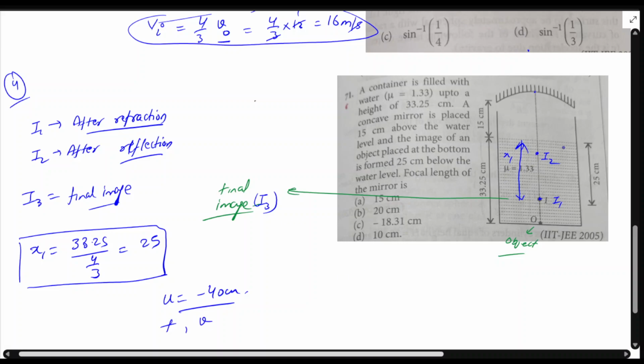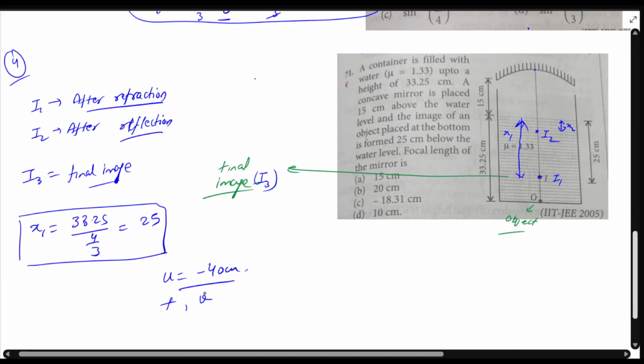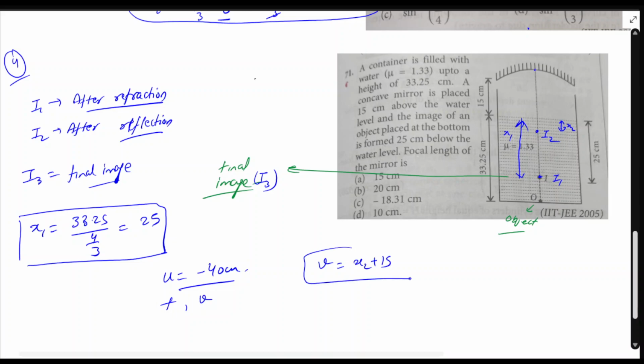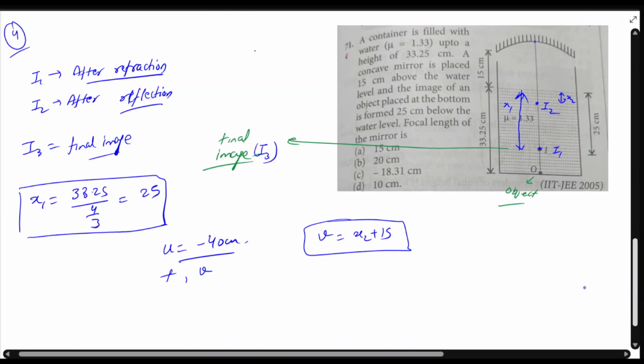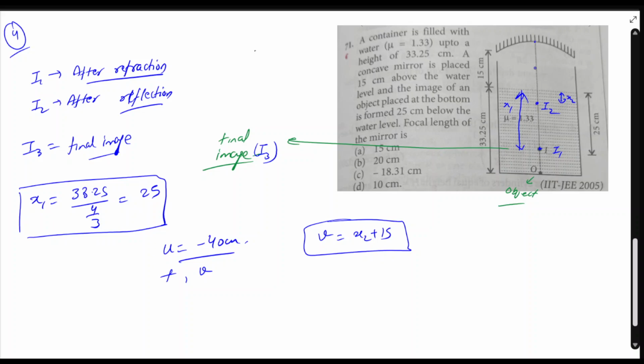So V is here, and let's just say this is our X2. So V will be X2 plus 15. Are you getting me? V will be our X2 plus 15. So let's just find V first. Look, V will be X2 plus 15, right?